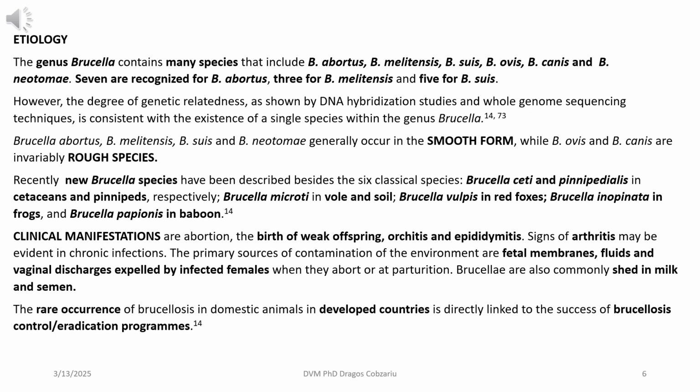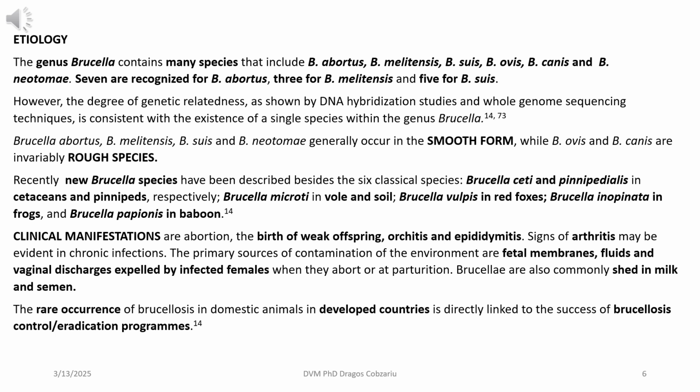Brucella abortus, B. melitensis, B. suis and B. neotomae generally occur in the smooth form, while B. ovis and B. canis are invariably rough species. Recently, new Brucella species have been described besides the 6 classical species: Brucella ceti and Brucella pinnipedialis in cetaceans and pinnipeds, respectively, Brucella microti in vole and soil, Brucella vulpis in red foxes, Brucella inopinata in frogs, and Brucella papionis in baboon.